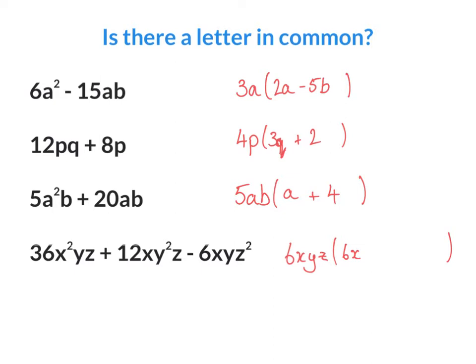So we just need to sort the number and the y squared. So 6 times 2 gives me 12. And then to get a y squared, I need y times y. And this last one, well, this time it's a minus 6. We multiply by minus 1. The x and the y are sorted, but we still need to multiply through by a z to get the z squared term.